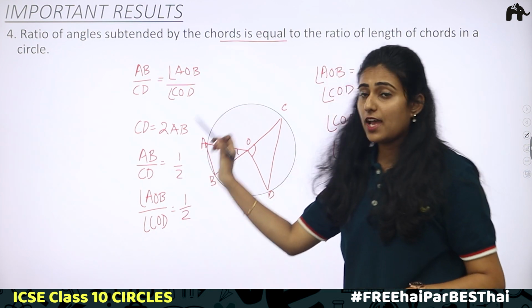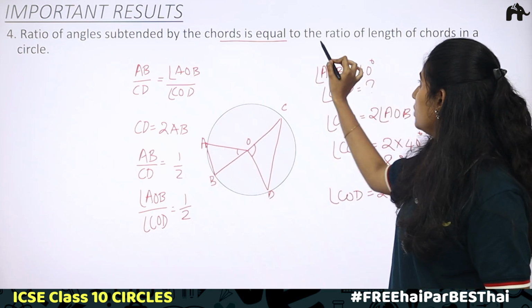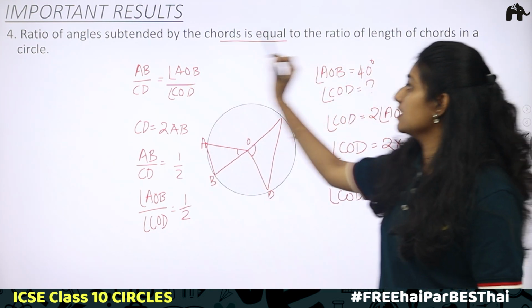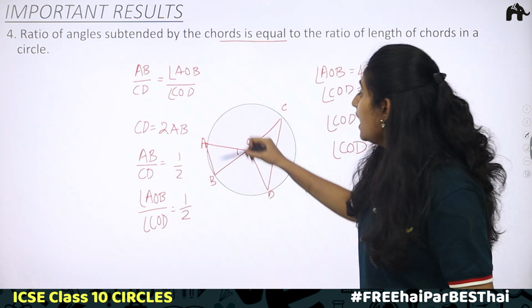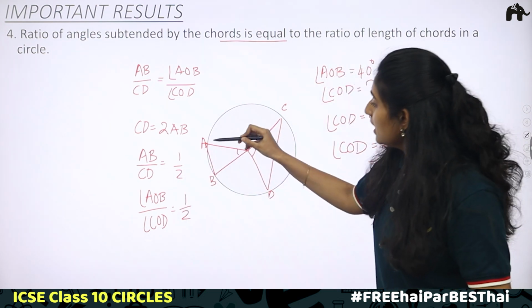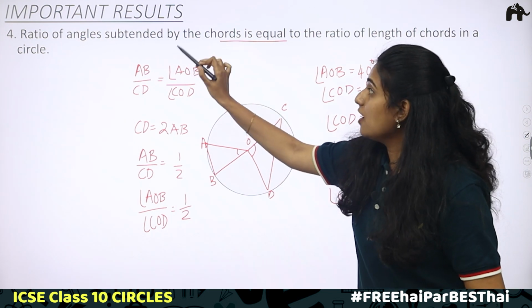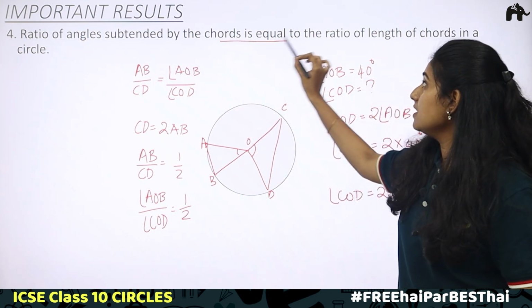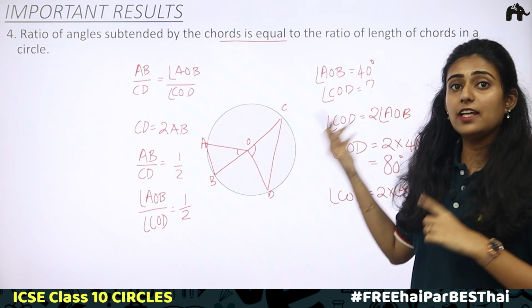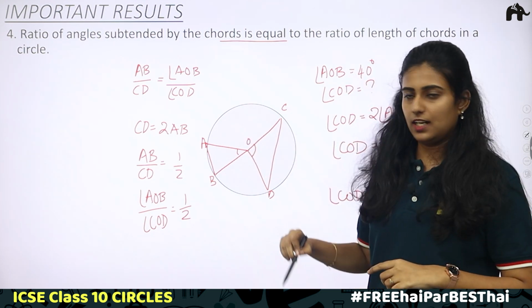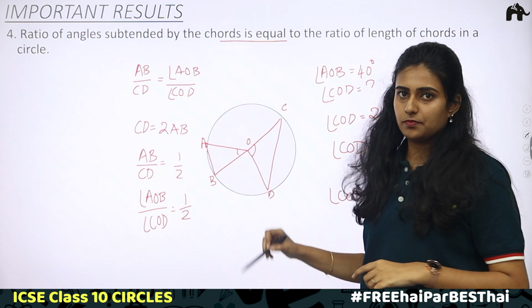Okay, the ratio of angles subtended by the chords is equal to the ratio of the length of chords in a circle. It is not necessary that the length of chords are given; even the length of arcs will give the same case. The ratio of angles subtended is equal to the ratio of the length of the arcs, you can take it like that. That is, arcs subtend angles.